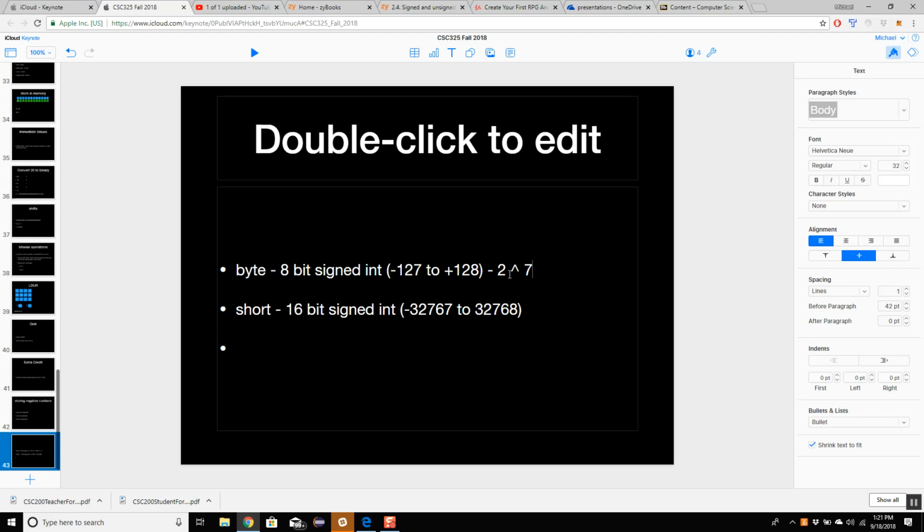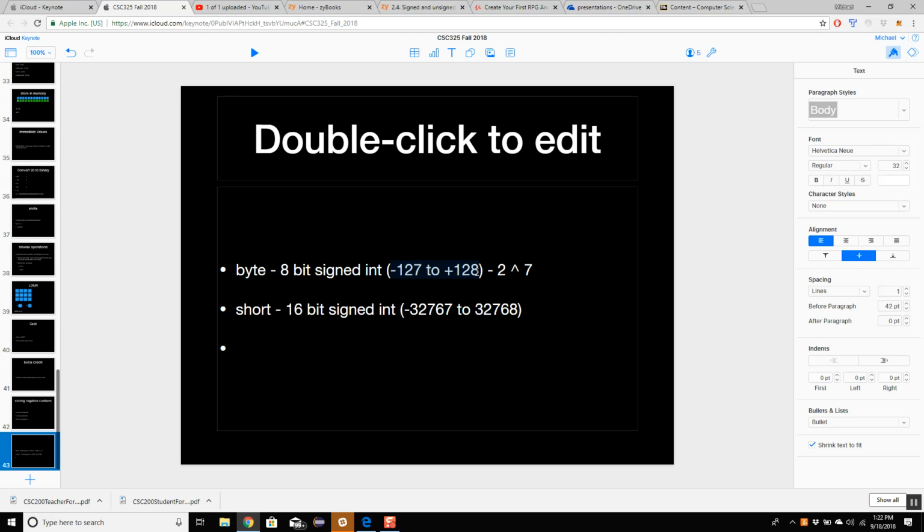Now, the question that surprisingly students never ask, because I do say plus or minus 2 to the 7th power for an 8-bit number, and this would be plus or minus 2 to the 15th power for a short, plus or minus 2 to the 31st power for an int, plus or minus 2 to the 63rd power for a long. But then I give you this range, and students never ask, well, why is the negative a different value than the positive? Have you ever wondered that?